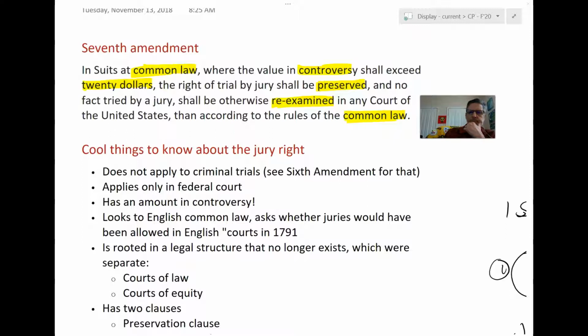It doesn't protect a jury right for criminal trials. But that's okay because the Sixth Amendment provides a jury right for criminal trials. Also, you might be surprised to know that the Seventh Amendment jury right in civil trials applies only in federal court. Well, why is that?